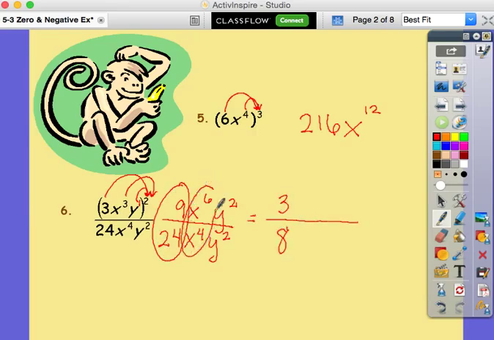Where will the x go? On the top. So x to the 2nd power. And what about the y's? They just cancel out. So there's your answer. Very good. That's everything we've been working on from the previous 2 days of exponents.